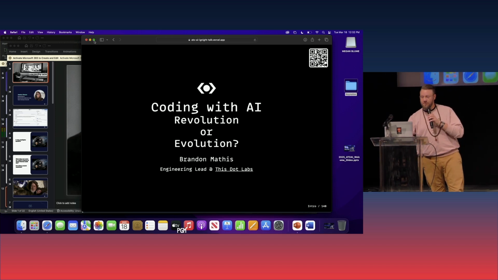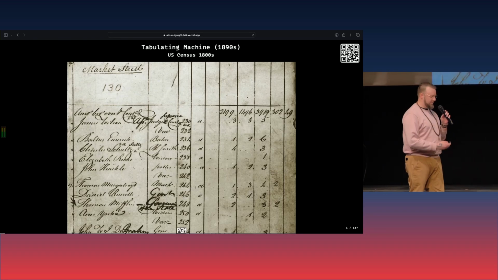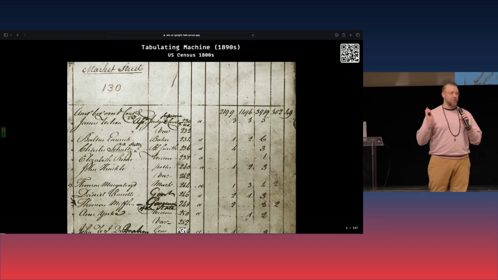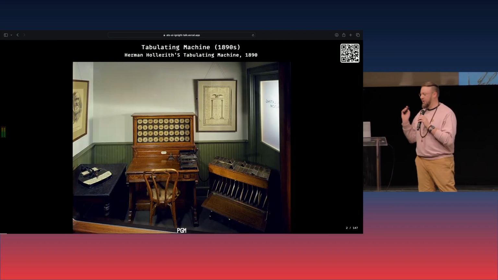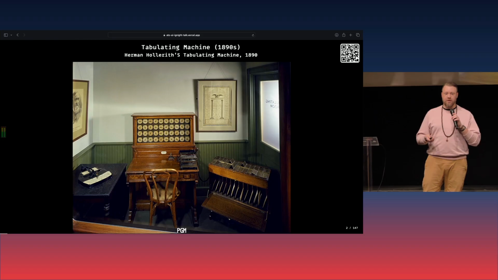Oh, fantastic. Okay. By the way, if you want to follow along at any time, just scan the QR code at the top of these slides. This is running on a Next.js website hosted on Vercel, so you can stop on an image that you want. But to go back to what we were talking about, tabulator computers.